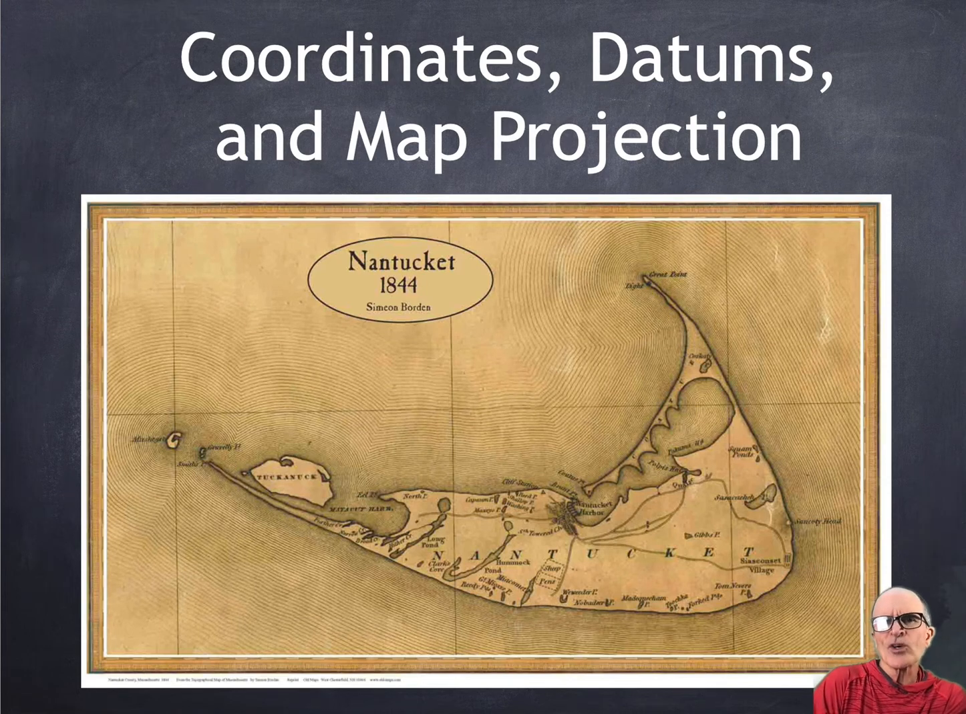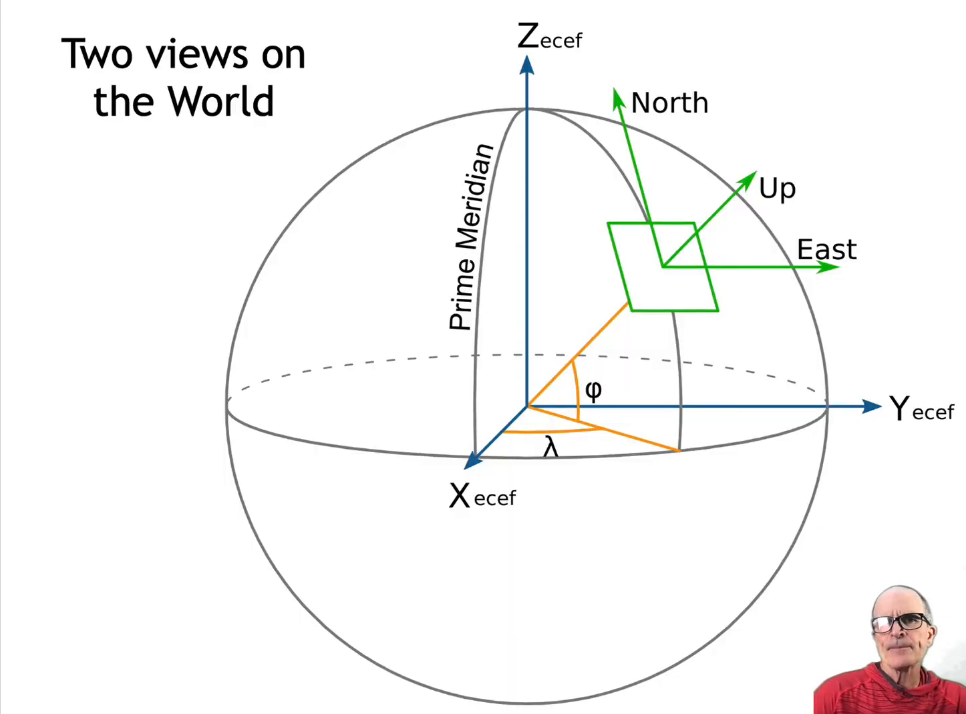We'd like to talk about coordinate systems and underlying them, datums and map projections. So we usually work in two different kinds of coordinate systems, and in our GIS, we use a planar system. So you see the little green rectangle here. That's our vision of a layer in a GIS, and it's a flat layer.